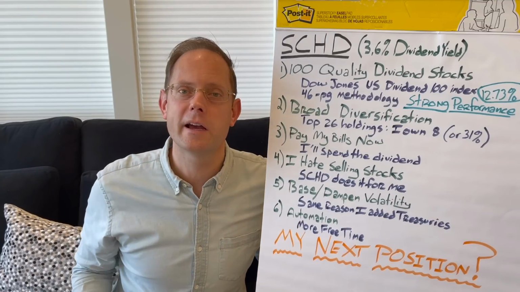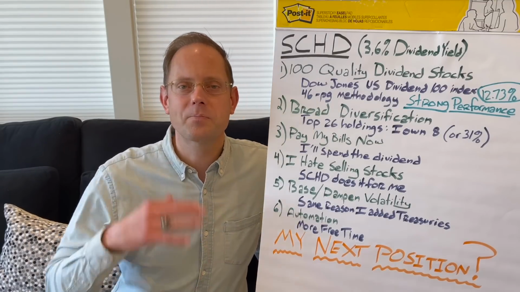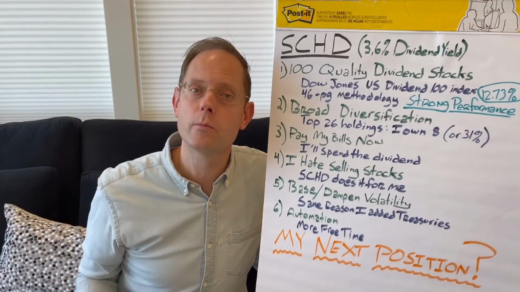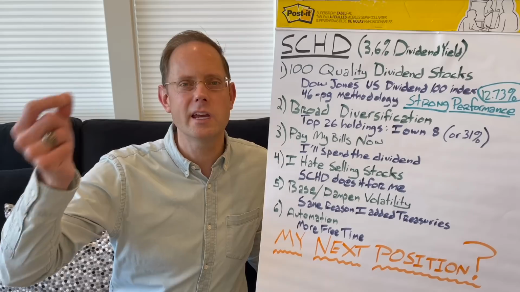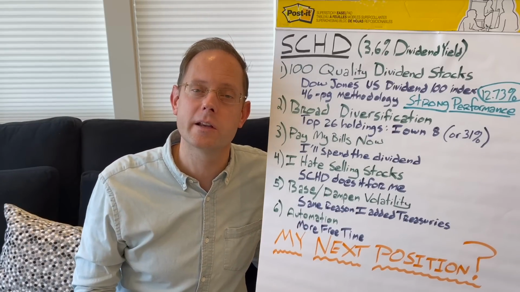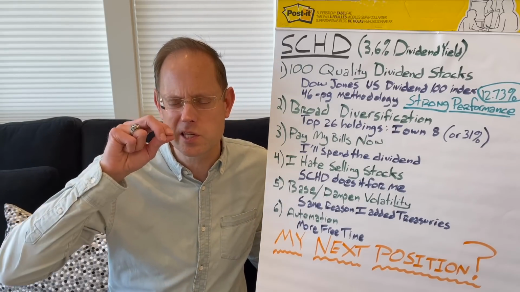But here's what's great about SCHD. Being an algorithmic ETF, and put in the comments below if you know more about this than me, I'm really new to this ETF, but my understanding is it will rotate stocks in and out of the index based on its criteria. And so I don't have to really see what's going on.